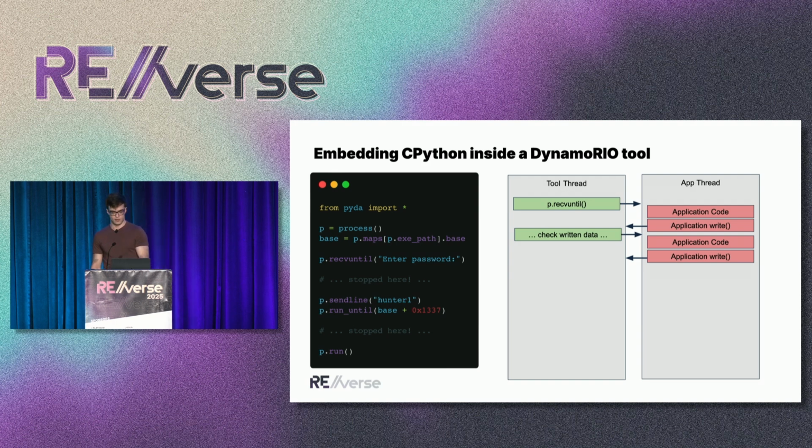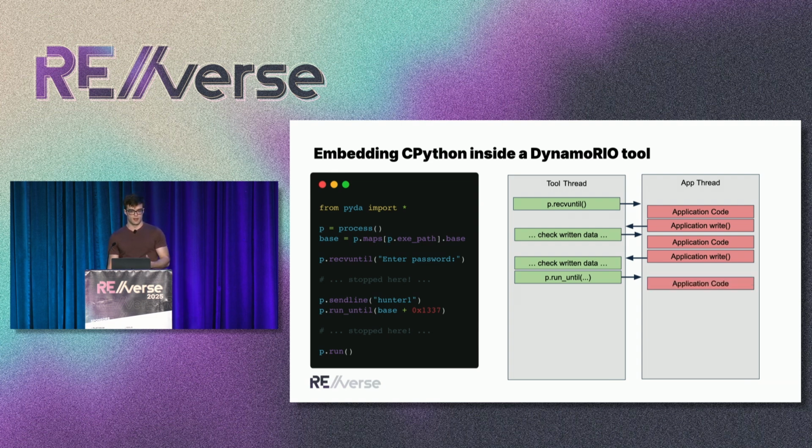And then we might do another write syscall, and then we'll check the data again, and maybe this time it does match. So this time, the Python code will continue. They might choose to change registers or memory. In this case, they'll do a sendline call, and then eventually they'll hit the run until call. So this is again a yield to the application thread. The application thread will then run some code.